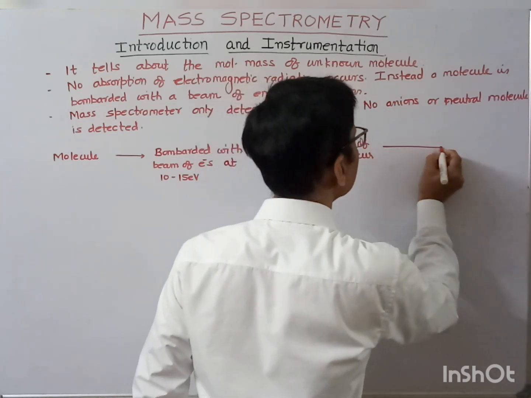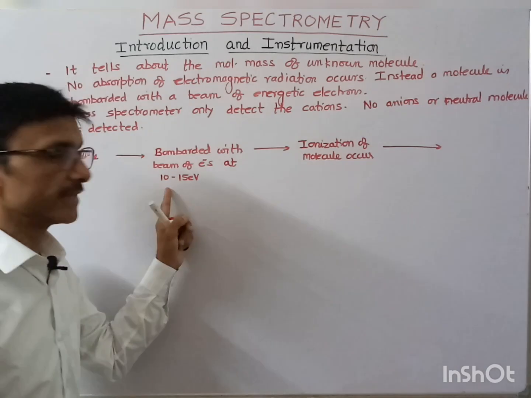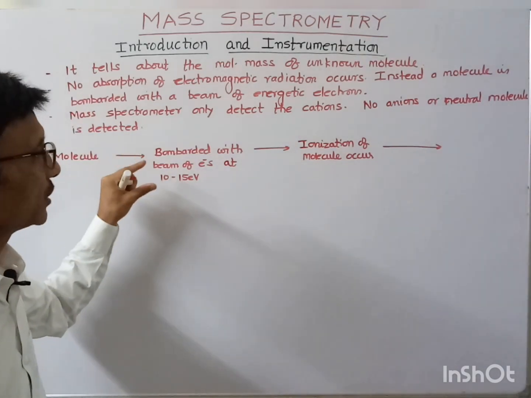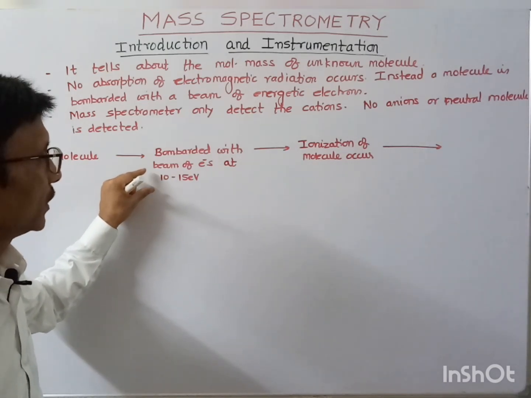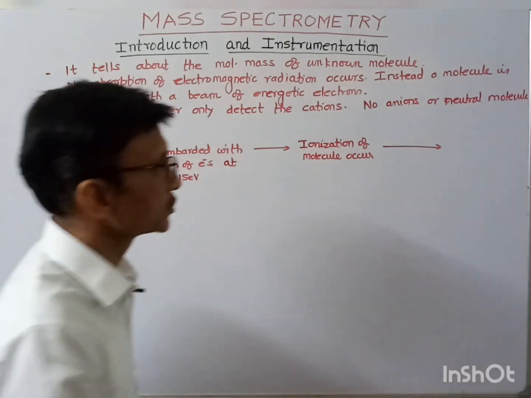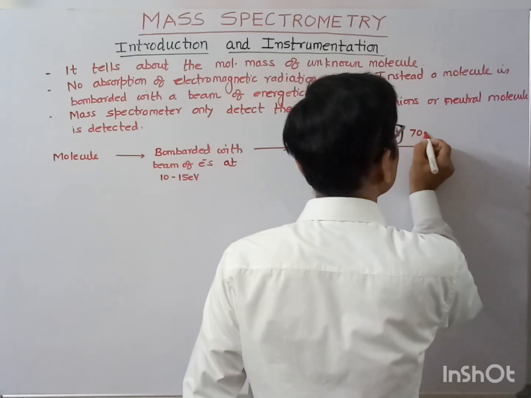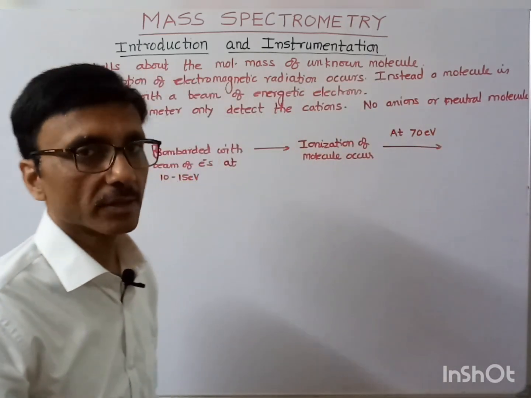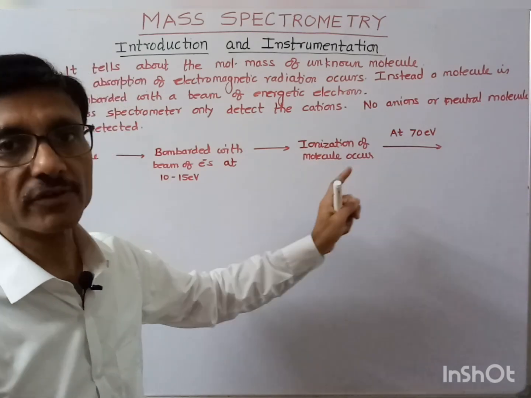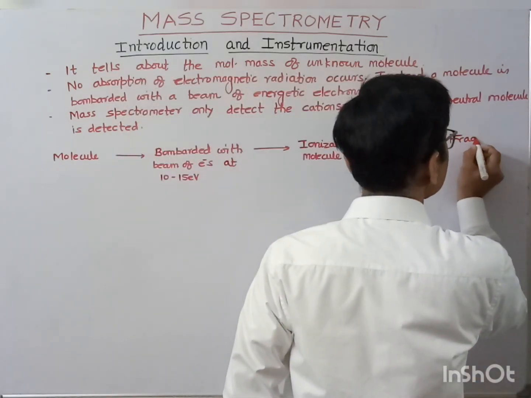Now further, this ionization takes place at 10 to 15 electron volts. For ionization, this much voltage is sufficient. Now if it is at high voltage, suppose at 70 electron volt supply, this ionized molecule will undergo fragmentation. So fragmentation of the ionized molecule takes place.